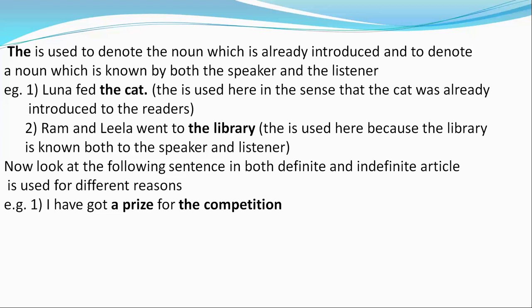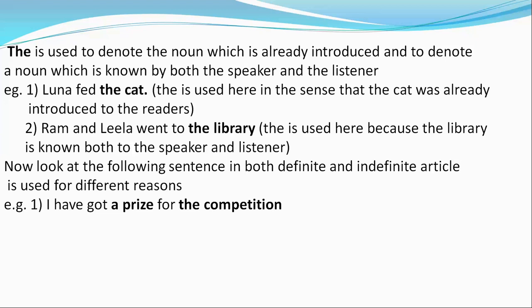In this sentence, we have two different nouns and two different articles. There is no such condition that only one type of article, either definite or indefinite, should appear in a sentence. A sentence may have a blend of articles, like this sentence: I have got a prize for the competition.